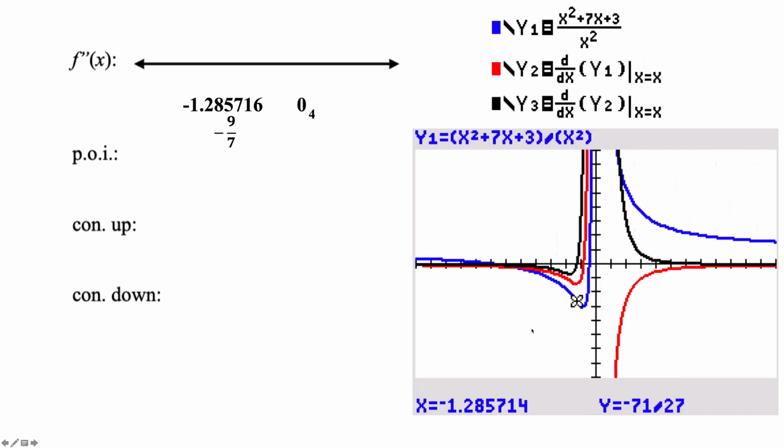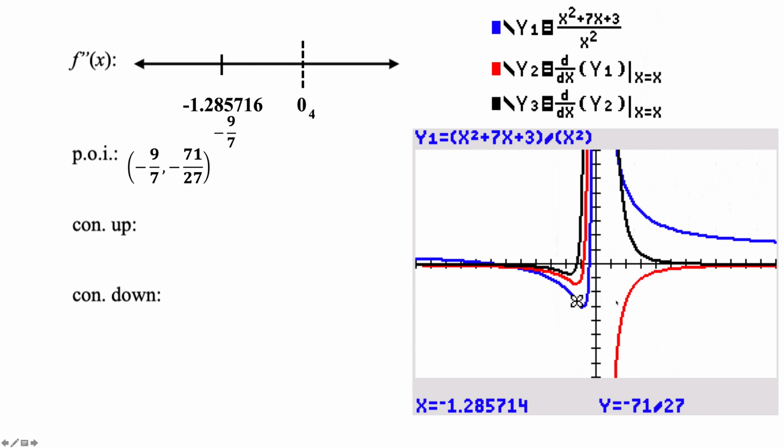So that point of inflection, I went back to the first curve, y1. I typed in -9/7, and it returned -71/27 for me. So that's the actual point of inflection. So again, 0 is a vertical asymptote, which occurs actually 4 times. This POI only occurred once.